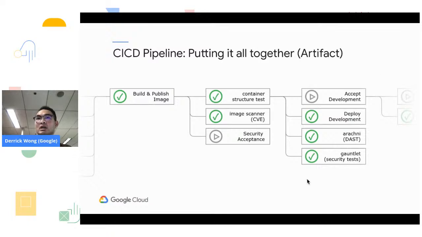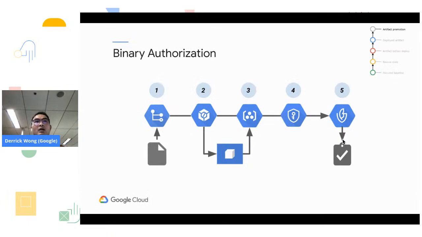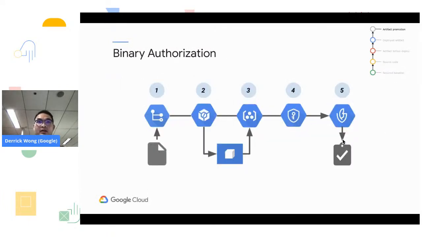Yeah. So after this is the artifact. After you build the artifact, you should be able to deploy it to the development or testing environment, and then run some DAST dynamic scanning tools for that. And then the last stage is the artifact promotion. I need to introduce another concept called binary authorization.